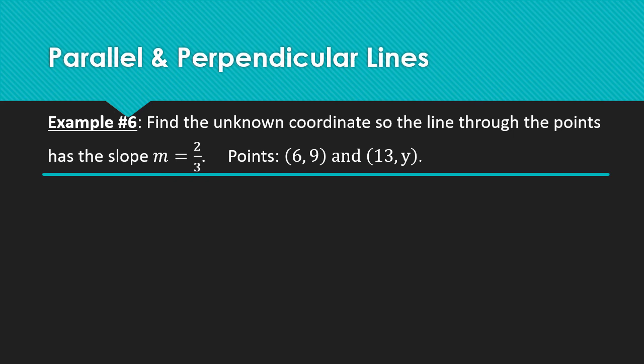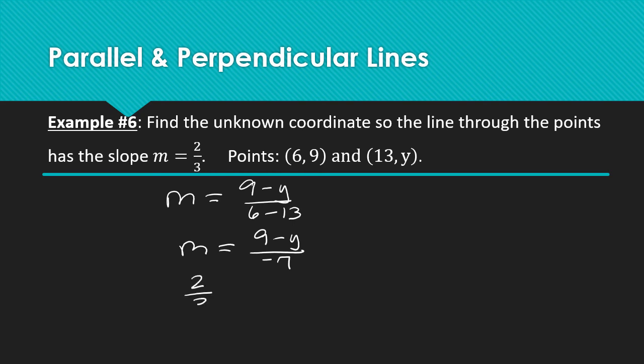All right, so we know that if we calculate slope, we're going to take y minus y over x minus x, so 9 minus y over 6 minus 13. So I know that my slope is going to be 9 minus y all over 6 minus 13, which actually is -7. This problem tells me that I have a slope of 2/3. So I'm going to substitute in a 2/3.